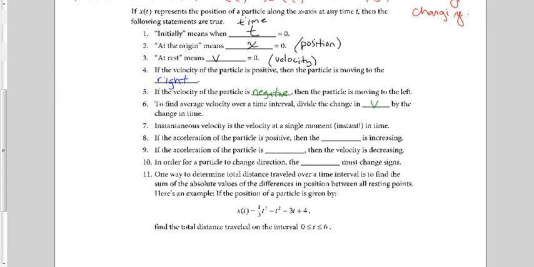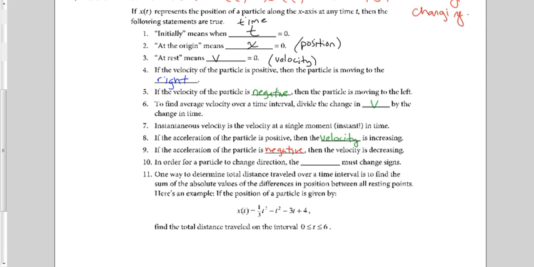Number 8, if the acceleration of the particle is positive, then something is increasing, and that something is my velocity. So if my acceleration is positive, that means my velocity is increasing. Think about your car. When you put the pedal to the metal, so to speak, you have a high, positive acceleration, and your velocity is increasing. When you put on the brakes, your acceleration is negative, and that means your velocity is decreasing. Number 9, if the acceleration of the particle is blank, then the velocity is decreasing, and that's when the acceleration is negative.